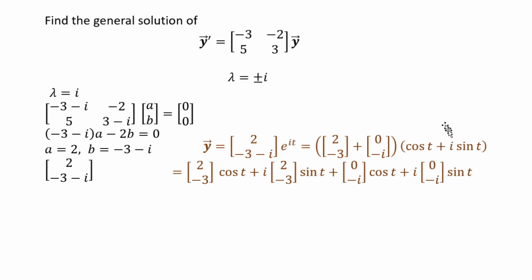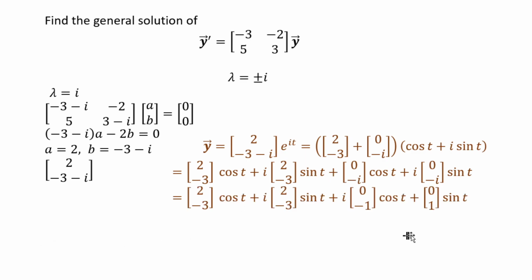You FOIL: first, outer, inner, last. So this is what you get. And then we have to work a little bit here. i times negative i, that's negative i squared. i squared is negative 1, so it would be positive 1 because it's negative of negative 1. This i here, you want to pull it outside.